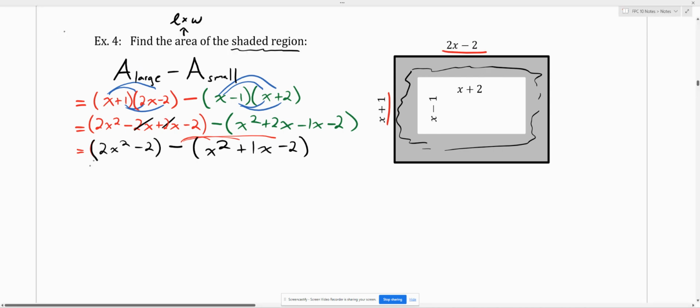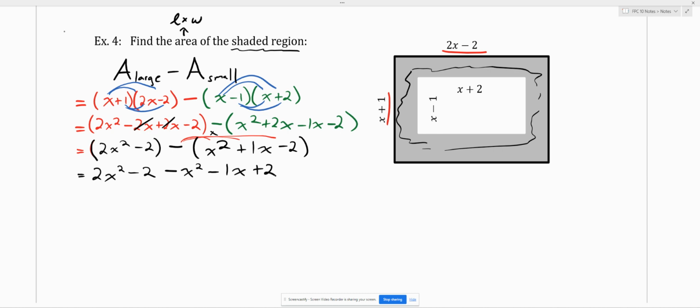So let's rewrite this. The first can come right out of the brackets because there's nothing in front here changing anything, multiplying a negative. But this negative multiplies in here, which makes it subtract x squared, subtract 1x, and add 2. So notice how my signs all changed from here, here, and here.